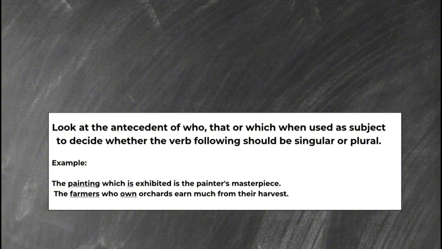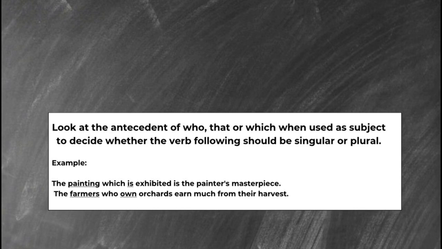So the first example is, the painting which is exhibited is the painter's masterpiece. So the antecedent there is the painting because it is singular. The relative pronoun which refers to painting. And then the singular verb is is correctly used because it agrees with the singular antecedent painting.